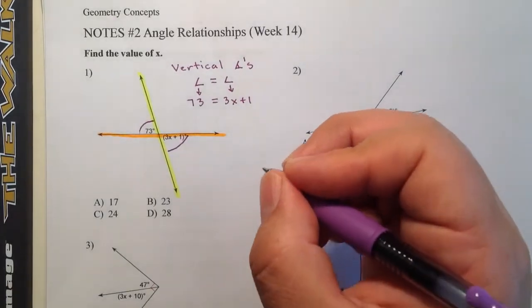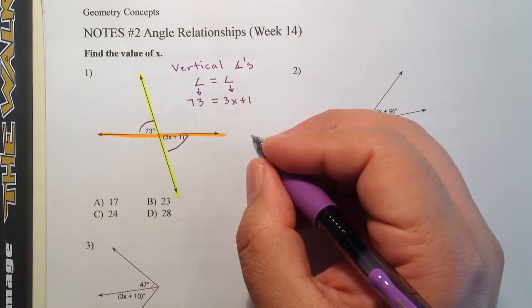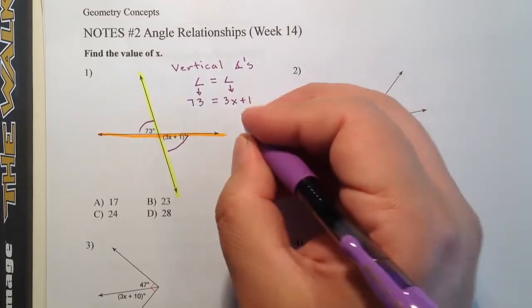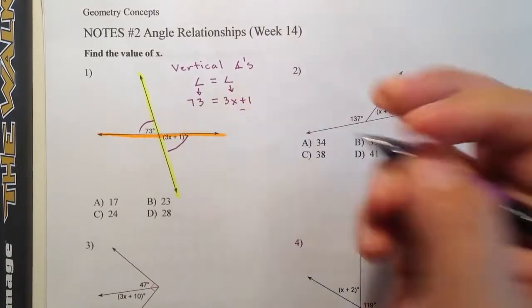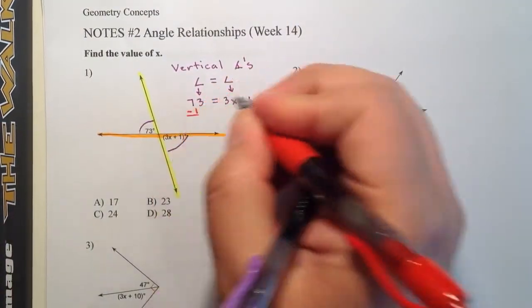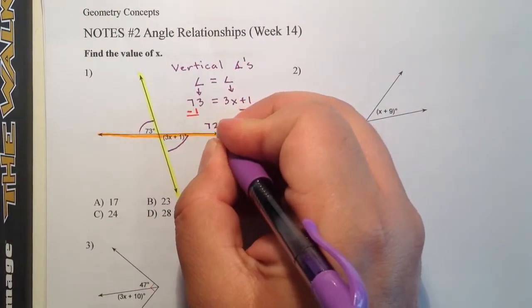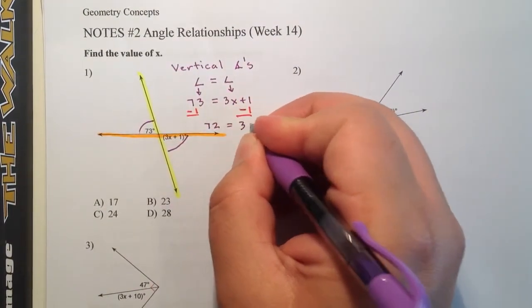Again, that's why you have to make sure you're writing these problems down when you're working them out on CUDA. Don't simply do them in your head. You definitely want to work these out. So we'll subtract our 1 here from both sides. Remember, whatever we do to one side, we do to the other. So now we're at 72 is equal to 3x.